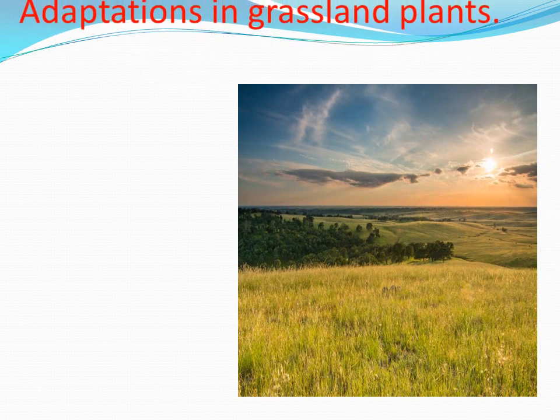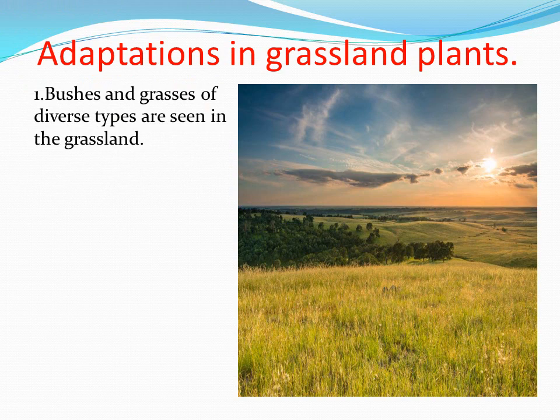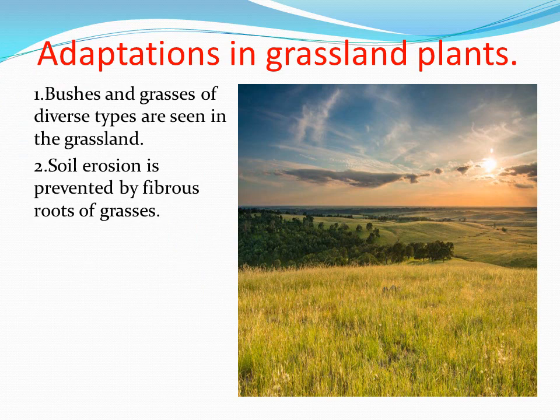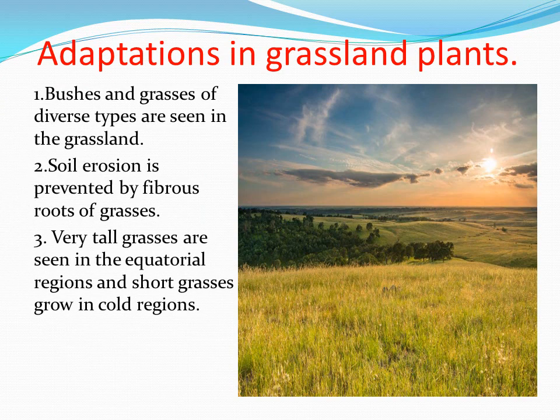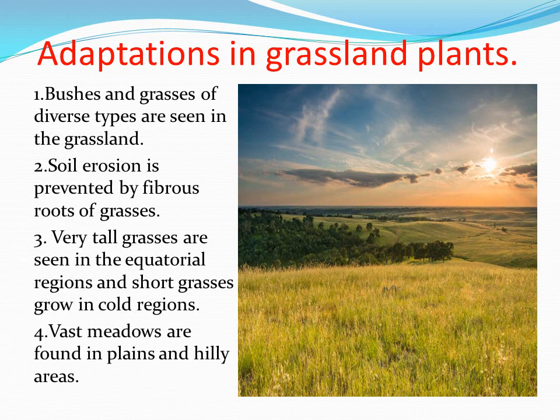Adaptations in grassland plants. Bushes and grasses of diverse types are seen in grasslands. Soil erosion is prevented by the fibrous roots of grasses. Very tall grasses are seen in the equatorial region. Animals like tigers, elephants and deer take shelter in these grasses. Very short grasses grow in cold regions. Smaller animals like the rabbit are seen in such short grasses. Vast meadows are found in plain and hilly areas.